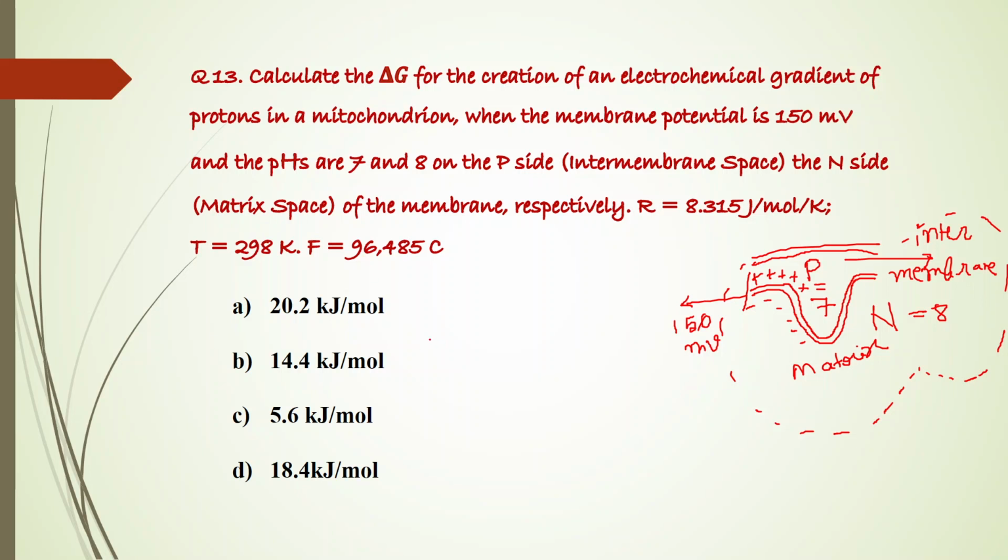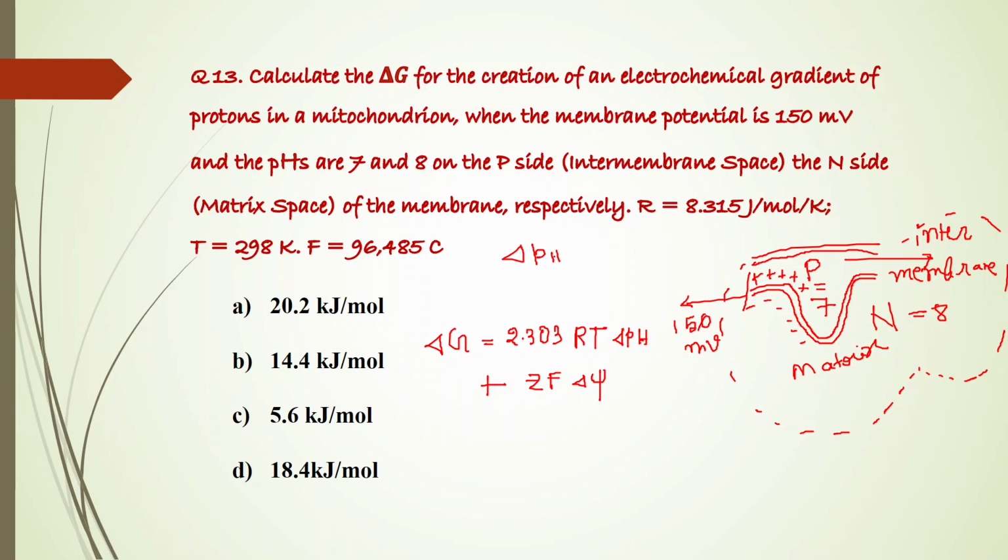So what do you have here? You have to calculate delta G. For that, the equation is 2.303 RT delta pH plus ZF delta psi. So you already have this equation. You know the value of R that is given. You know the temperature value. What is the delta pH value?